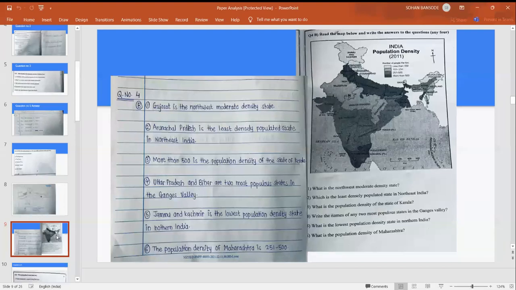तो इसी तरीके से जब भी टाइम मिलता है, तो just go through your textbooks, the maps are provided.